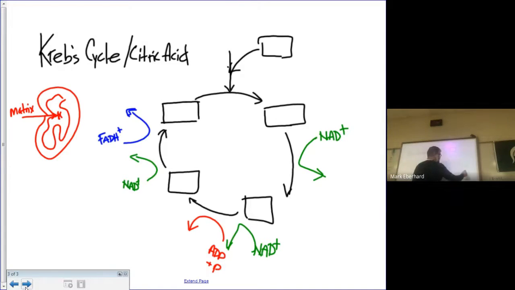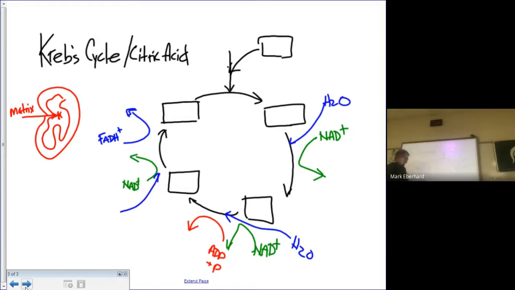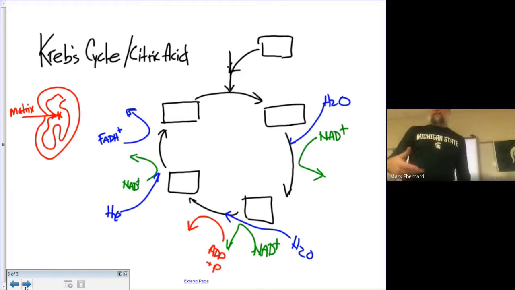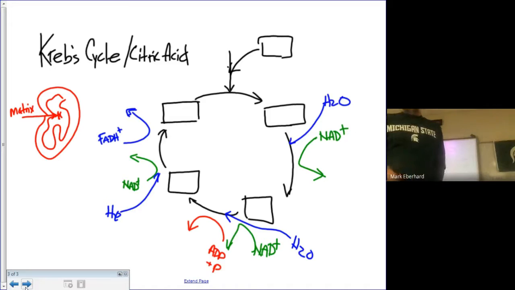Also going to note that this whole cycle is driven by water. That's what I'm trying to illustrate. Each step involves the input of water. Remember the process hydrolysis. Hydrolysis is the main way that we break down molecules. You add water to break the bonds. So this whole cycle is a hydrolytic cycle. It's all driven by water.